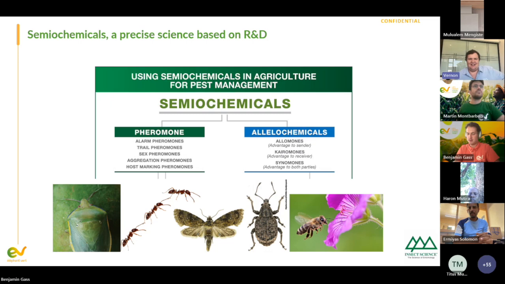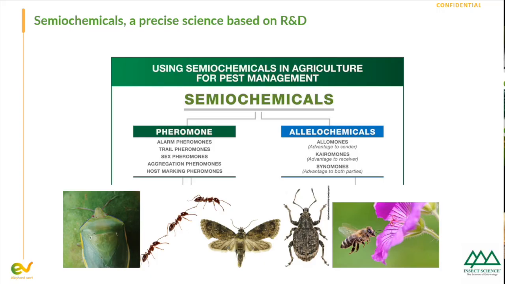So at Insect Science, we work with semiochemicals, and semio means signal or information, and chemical means molecule. So it's just information through molecules. And this can be split up.